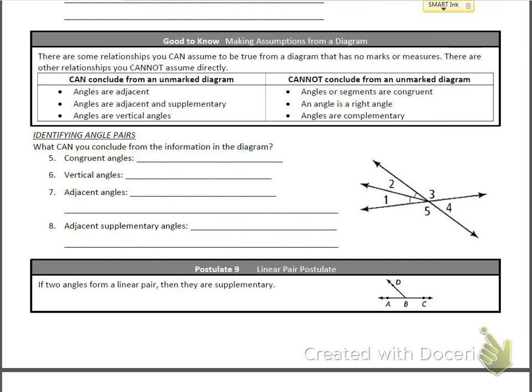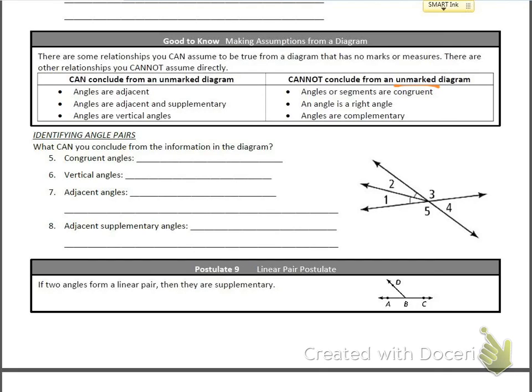However, we cannot assume that angles or segments are congruent unless they are marked. So this means from an unmarked diagram. So if nothing is marked on it at all, we cannot assume anything is congruent. We cannot assume an angle is a right angle, which means we also cannot assume that angles are complementary if the diagram is not marked. If it is marked, we can make all the assumptions that the markings tell us are true. Does that make sense? So I mean an unmarked diagram, such as this one, although there is a little bit of markings here. So let's go through these really, really quick.